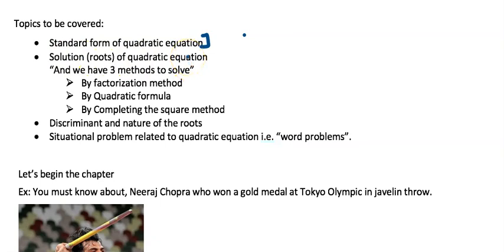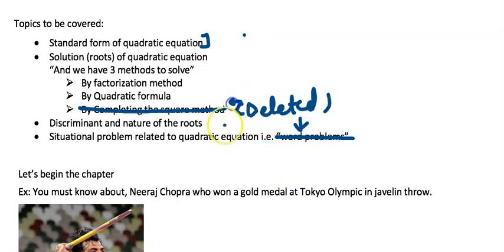As we know, there are three methods to solve. First is the factorization method, second is the quadratic formula, and the third one is the completing the square method. Now, if I tell you this is already deleted from your syllabus, just cut this part. Then the discriminant and nature of the roots and the word problems are also deleted. So this was already deleted from your syllabus as well as this. Okay, so you don't have to study these two things.